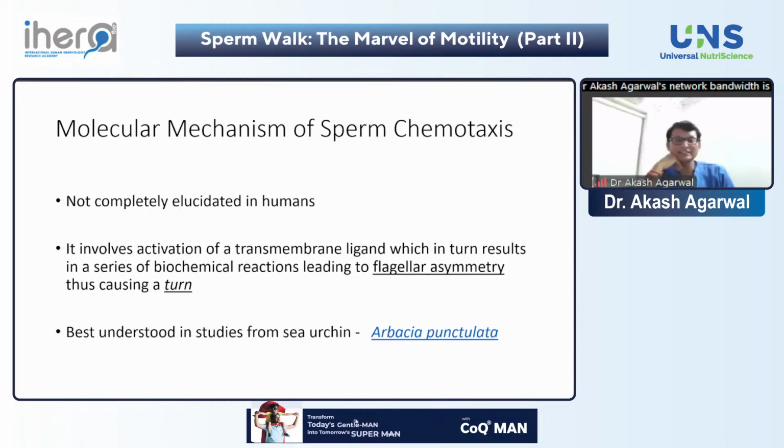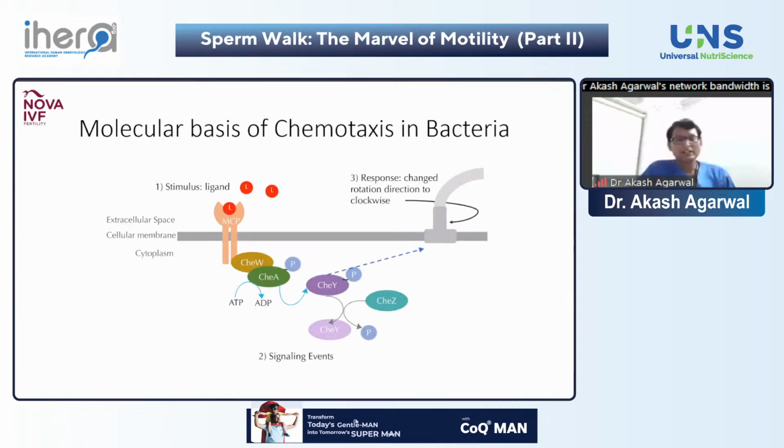What actually causes this chemotaxis at a molecular level is not very clear. But there is activation of a transmembrane ligand, which usually results in binding with a receptor as such, and this cellular asymmetry, which is the turn, happens. So the sperm continues to swim towards the gradient. Our best understanding of this comes from sea urchins in the past. So they have CheA, CheW and CheY. These are the various molecules which are present in the bacteria.